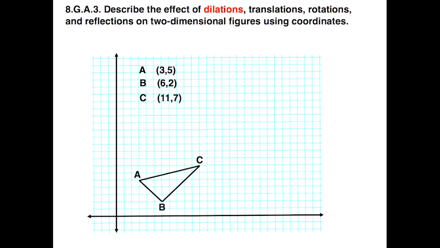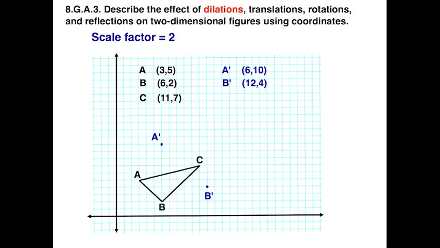Let's figure out and label our coordinates for each of the vertices. Let's say we want to do a dilation and our scale factor is 2. So what we need to do is simply multiply the x and the y coordinates of each of those vertices by 2. So we take our original vertex A and we multiply both x and y coordinates by 2. We get the new location A prime being 6, 10.